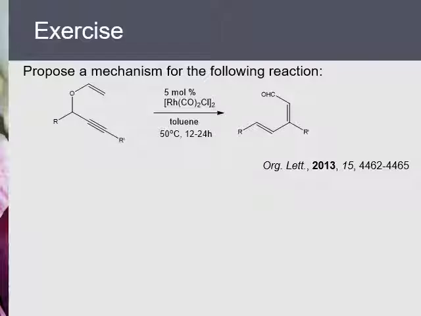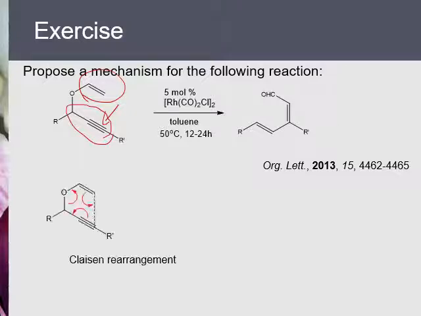Exercise. Propose a mechanism for the following reaction. Now let's look at the reactant. This is an ether with an allyl group, and the left side is similar to an allyl group, but with a triple bond. A triple bond is 1 pi bond more than a double bond, so it's similar to an allyl group. So this structure suggests that the molecule may undergo Claisen rearrangement.